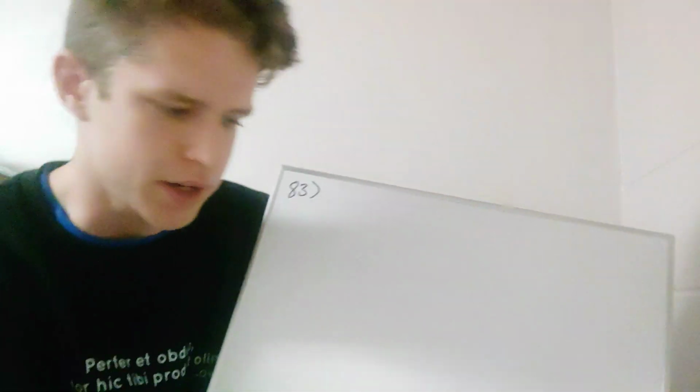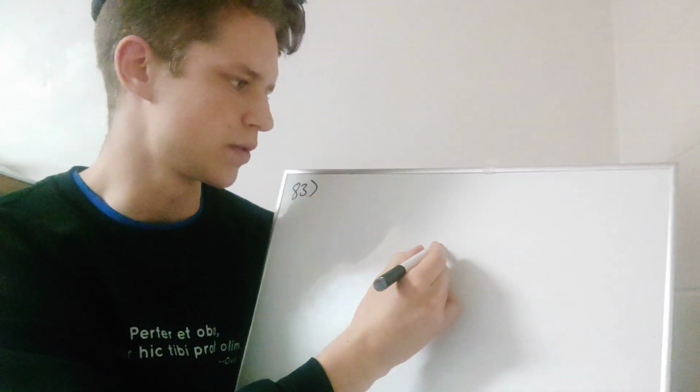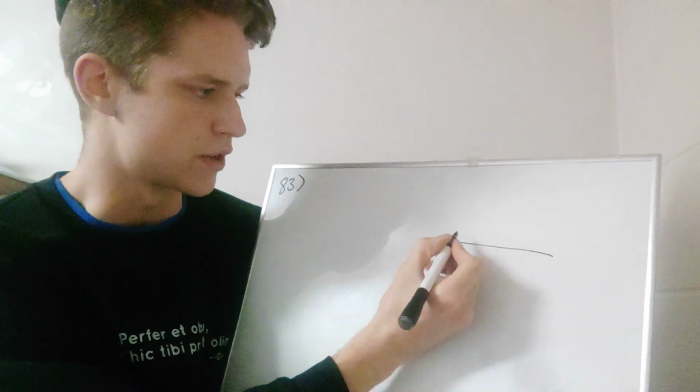Alright, so this is problem 83. This one says that there is a frictionless horizontal ice rink. So it's frictionless, horizontal. There's a skater.